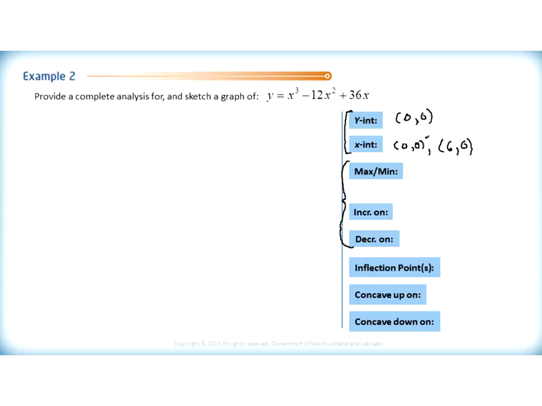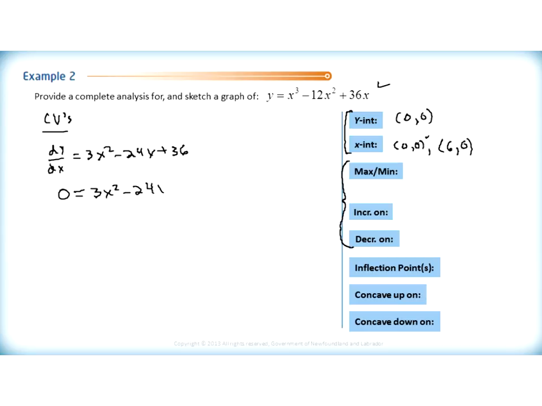So to get our maximum and minimum values, we know we're going to need critical values first. So to get our critical values, we're going to need our derivative, dy by dx. And dy over dx is going to be equal to 3x squared minus 24x plus 36, just using the power rule on every term of our polynomial. So we let that equal 0, since it's never going to be undefined, of course, it's a polynomial.